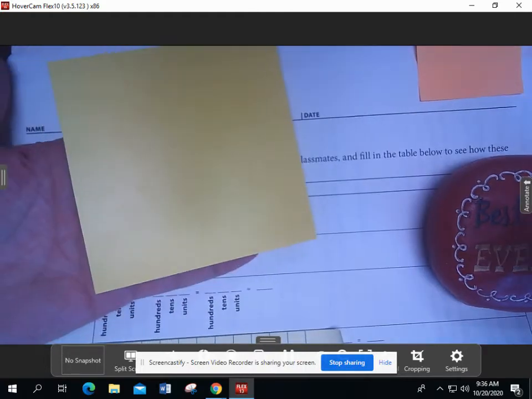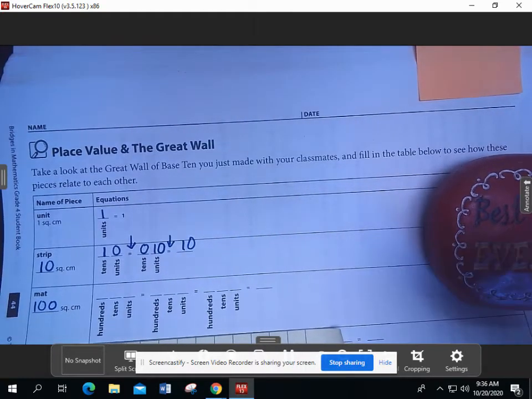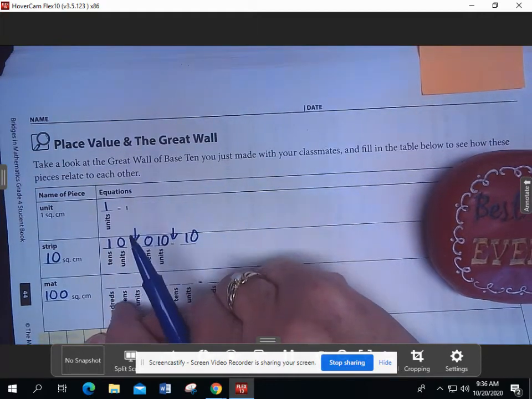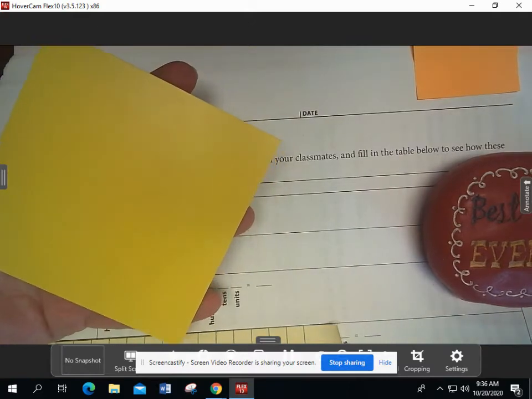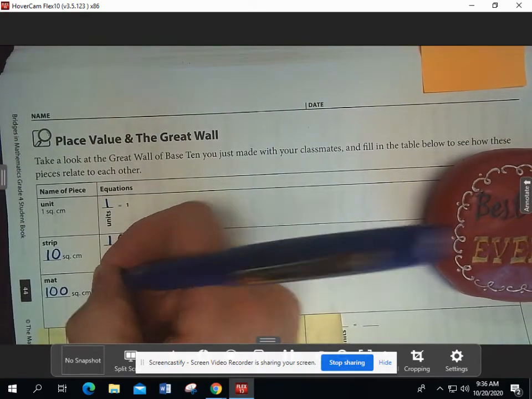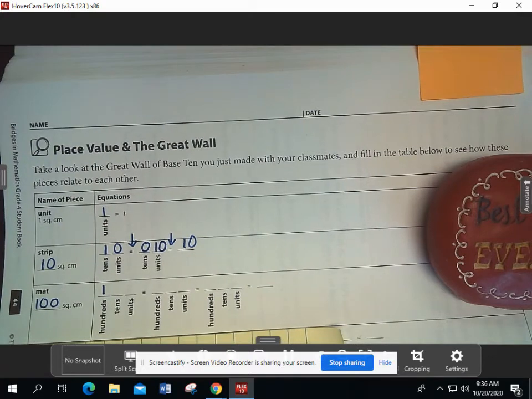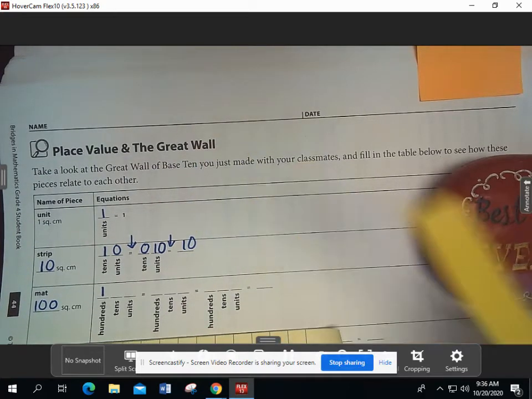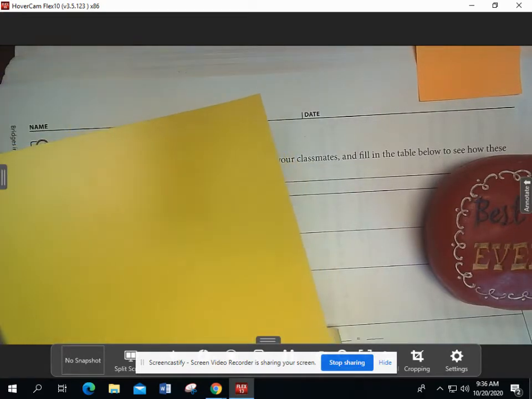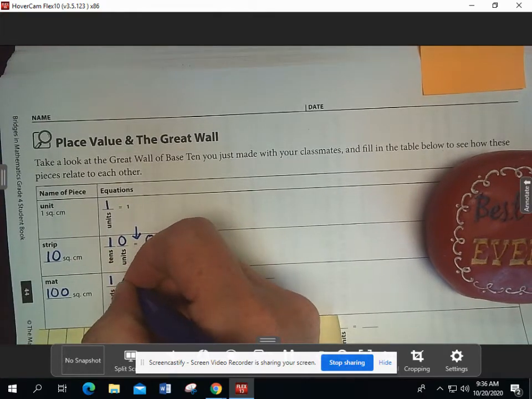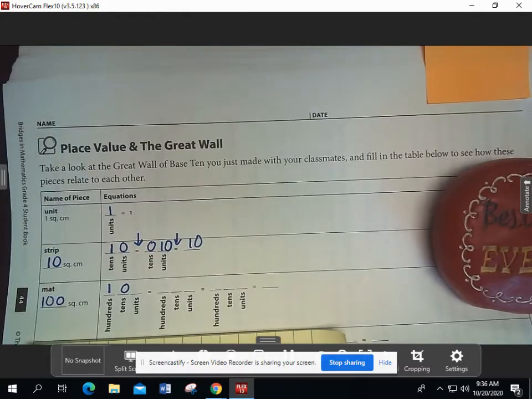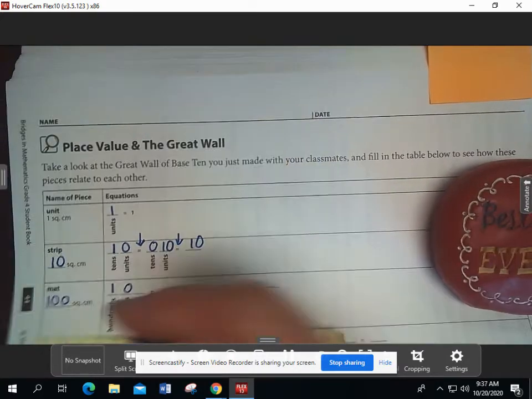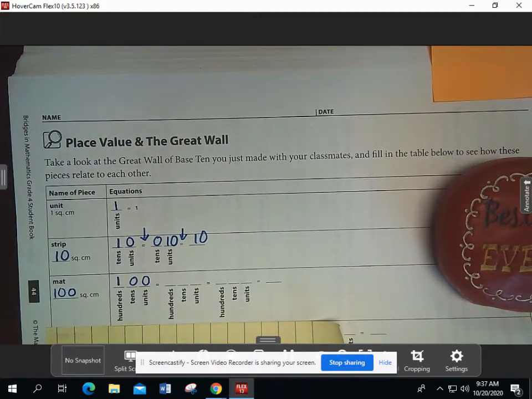How many of these am I holding in my hand? 1. Now, do you see where it says hundreds right there? How many of these am I holding in my hand? 1. So you would write a 1 there. Am I holding any of these in my hand when I've got this one all glued together? Nope. So we have to write a 0. Am I holding any of these in my hand when this is all glued together? No. Okay, well, hey, that makes sense.